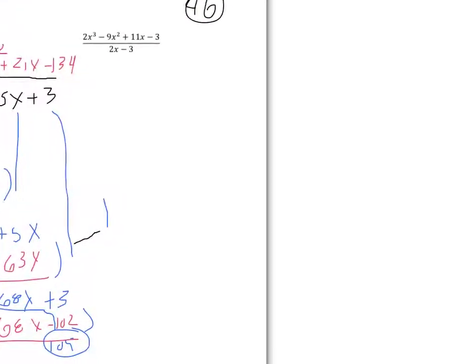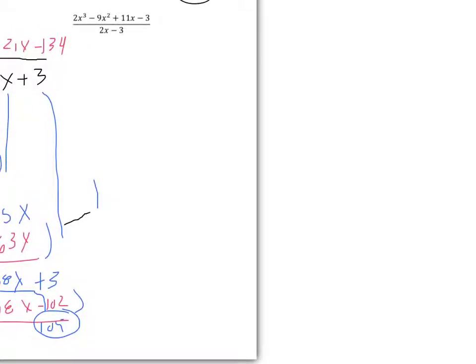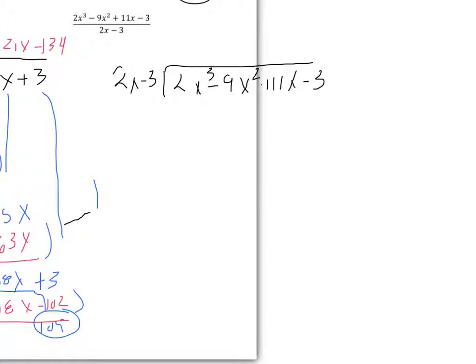So let's take a look at this last one, and then we'll call it good for this, and we'll talk about synthetic division next. So here we have our 2x minus 3 going into 2x cubed minus 9x squared plus 11x minus 3. So we're still doing our division. So we divide this by this. So we have a 2x cubed divided by 2x. 2's cancel, so we get an x squared.